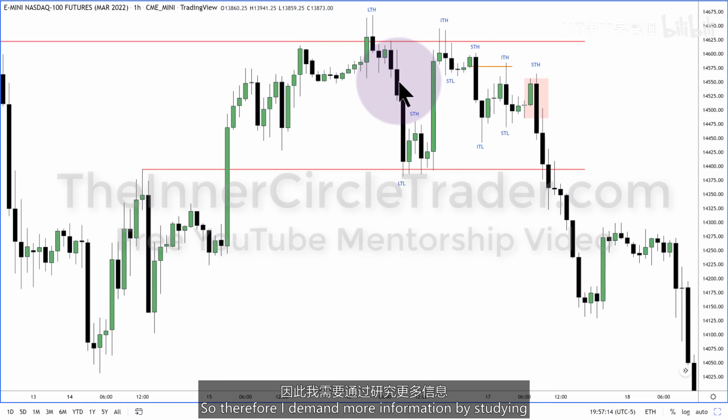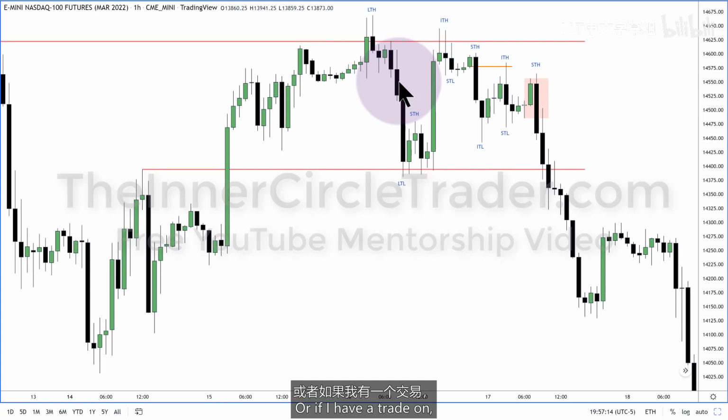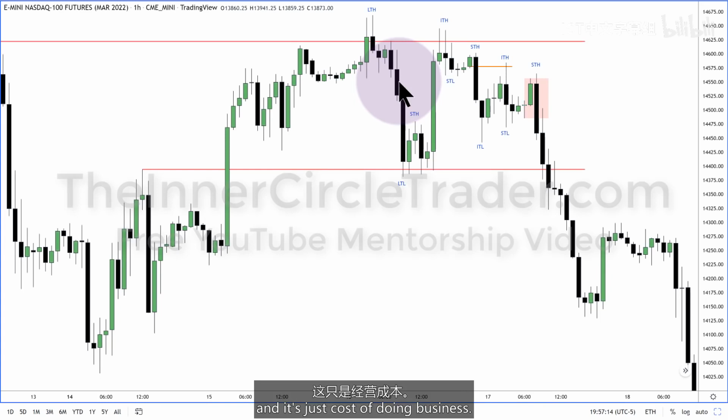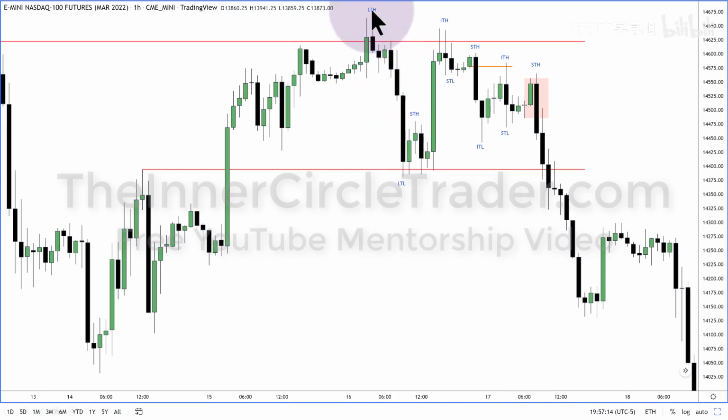So therefore, I demand more information by studying more price action and sitting on my hands. Or if I have a trade on, it means that I have to admit that I'm wrong, and the stop out that may occur is just me managing risk. It's a losing transaction. It does not mean your model is flawed. It does not mean that you're a failed trader. It just means that that transaction was not a profitable one. And it's just a cost of doing business.